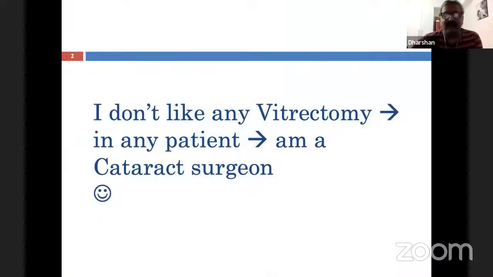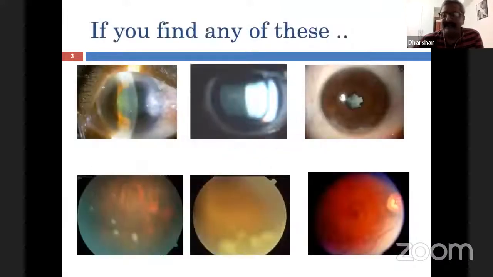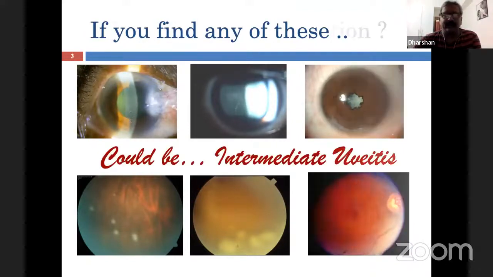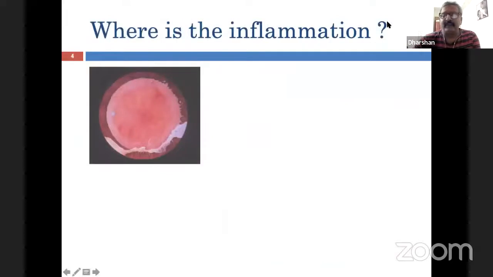In any case, I don't like any vitrectomy in any patient because I'm a cataract surgeon. So I would like to have vitreous in its cavity as such, safe. If you find a spillover anterior uveitis or vitreous cells or any of these, you would start thinking about intermediate uveitis. So where is the inflammation in intermediate uveitis? The inflammation is actually in the middle, in the pars plana region.